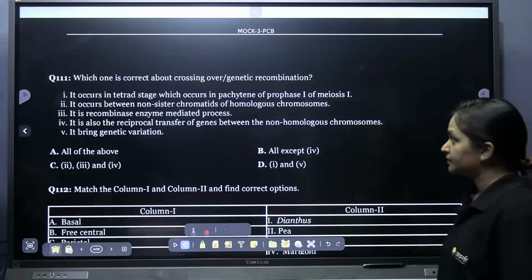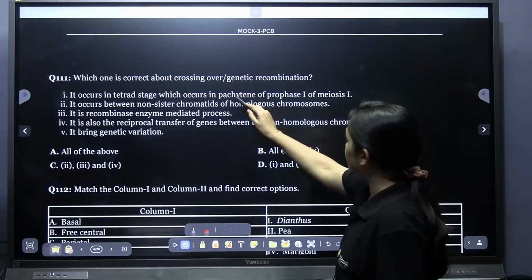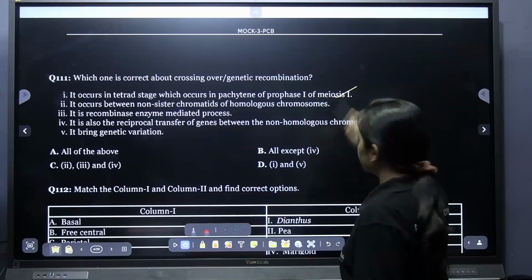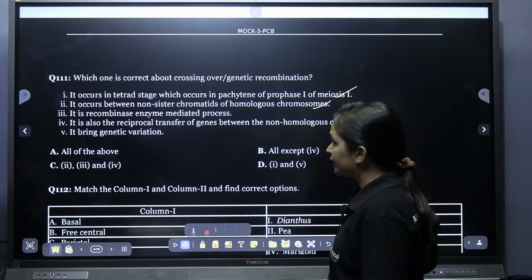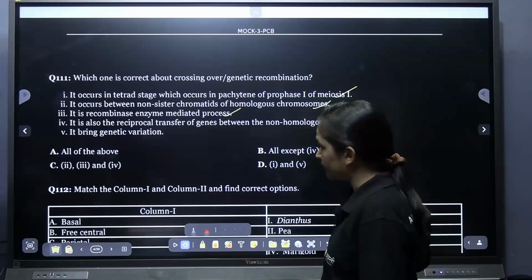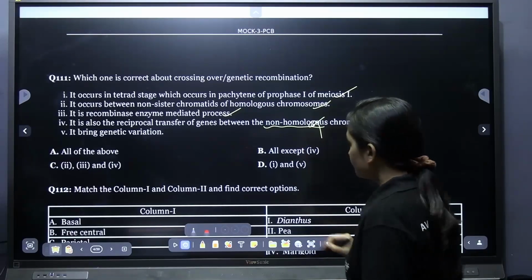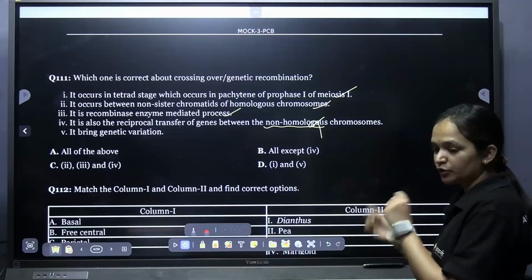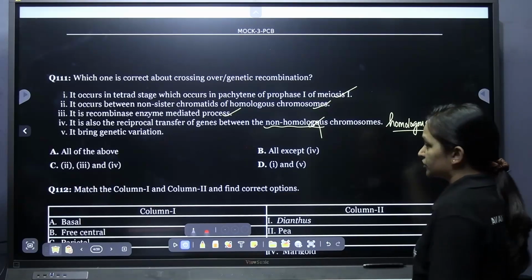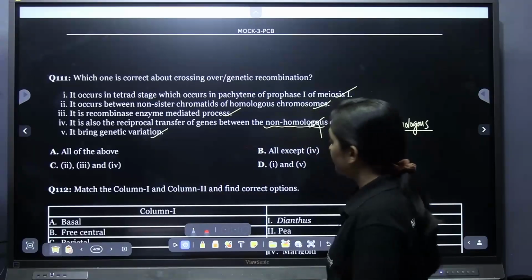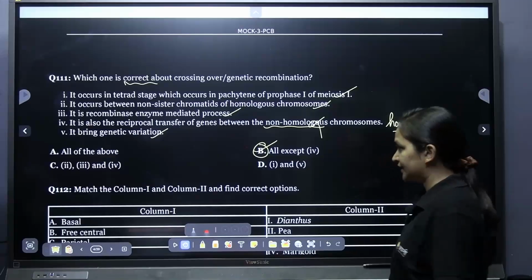Which one is correct about crossing over? Okay, we might have already done this. Crossing over occurs in the tetrad stage, which occurs in pachytene, of prophase 1 of meiosis 1. It occurs between non-sister chromatids of homologous chromosomes. This is also correct. It is recombinase enzyme mediated. It is also the reciprocal transfer of genes between non-homologous, no, it is not non-homologous chromosomes. Transfer of genes is between homologous chromosomes. It definitely brings genetic variation. We need to find the correct ones, option B, except for which all others are correct. That is B for Bombay, the correct answer.